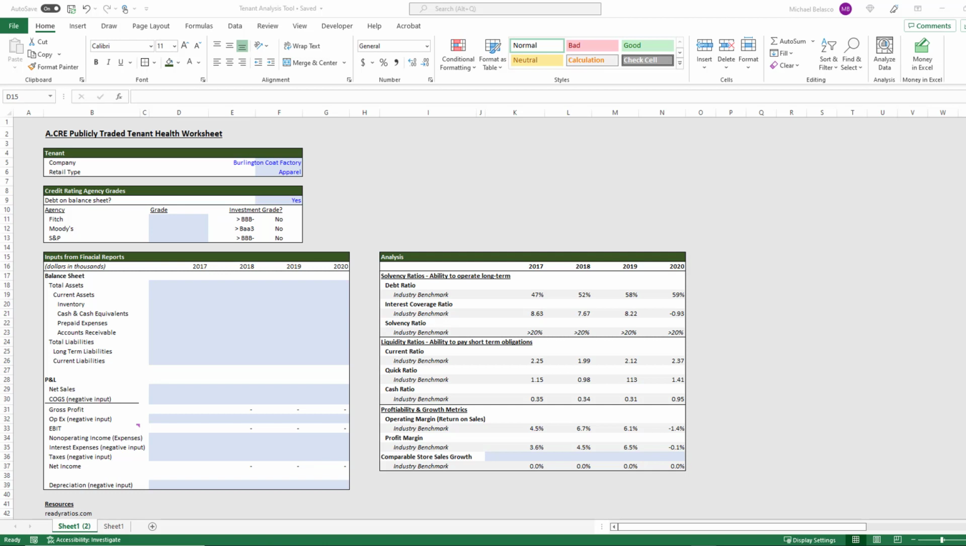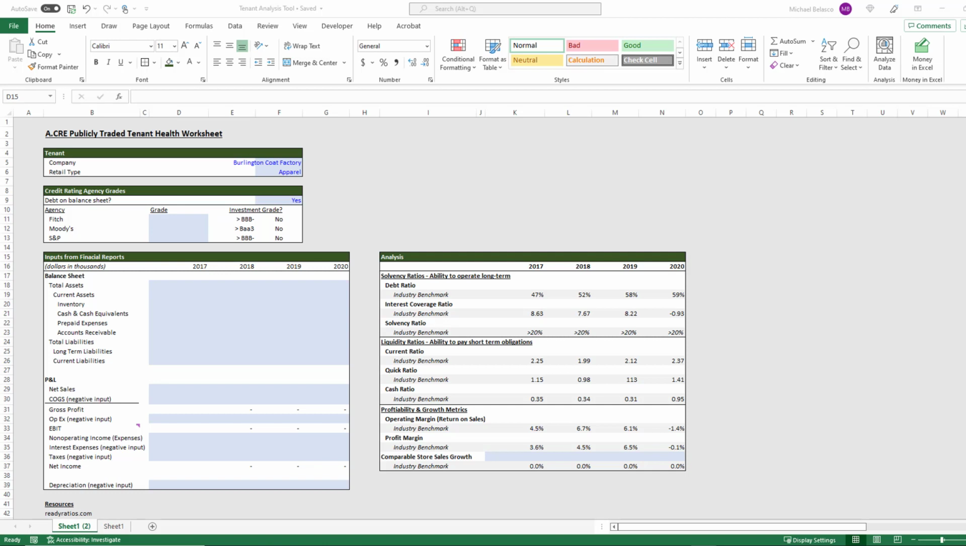So this module looks at the health of a particular publicly traded tenant at the company-wide level, not at the individual property level. So in addition to understanding how the tenant is performing at the property, it's important to know how the tenant is performing as a whole, as this can have huge impacts to your property regardless of how well the single store is doing.